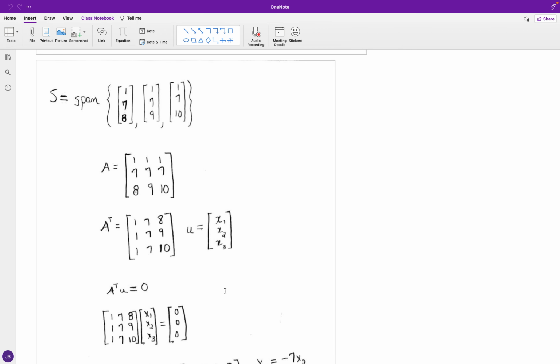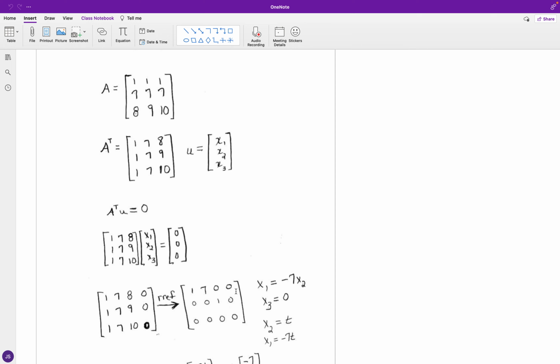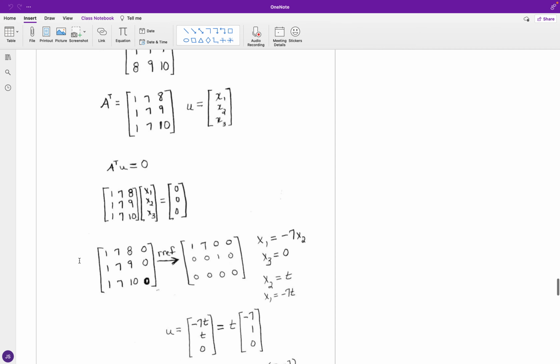And for U, the null space, we have x of 1, x of 2, and x of 3. Setting things up and solving for U, we have the transpose of A times U equal to 0. Expressing this in augmented matrix terms, we have 1 7 8 0, 1 7 9 0, 1 7 10 0. The reduced row echelon form becomes 1 7 0 0 for the first row, next row we have 0 0 1 0, and the last row we have zeros running across. And so we have a consistent system.